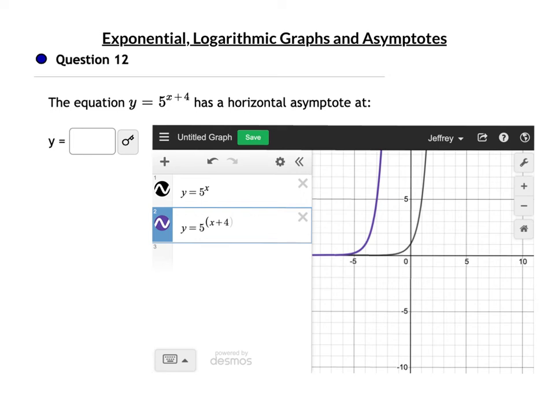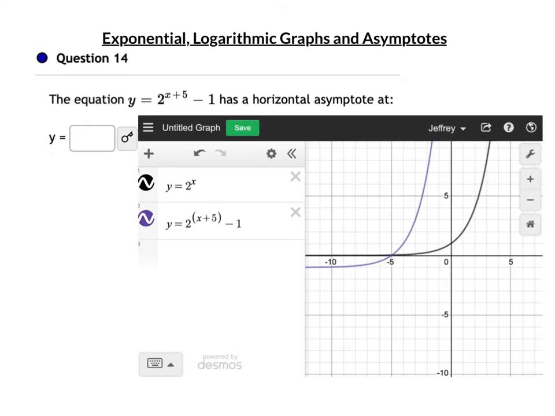The parent function of an exponential equation has the x-axis as the asymptote. That line forever approaches the x-axis. If I do a horizontal transformation on that, that means I'm going to move it left and right, that has absolutely no effect on the asymptote. So the asymptote is the equation y equals 0. It's the x-axis.